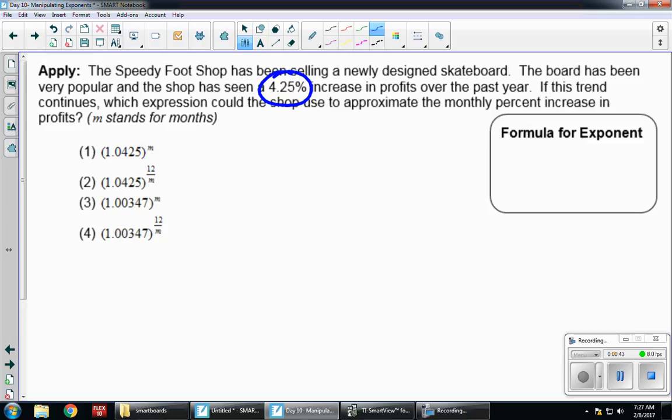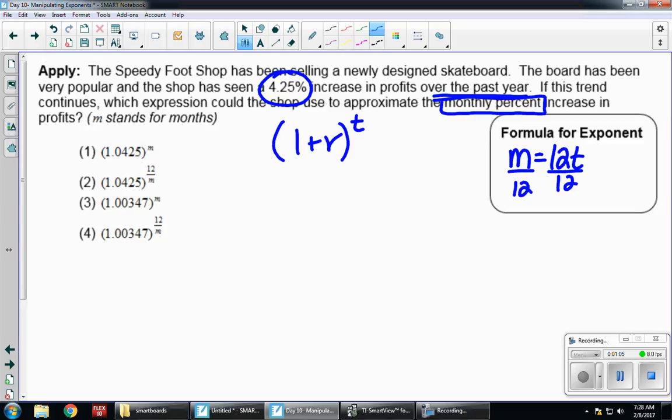They gave us over the past year, which means I'm starting with 1 plus r to the t because it's in years. And they want us to convert to a monthly percent. So monthly occurs 12 times a year. But I'm going to have to replace with my t. So I want to just solve for t. So that means that t is equal to m over 12.